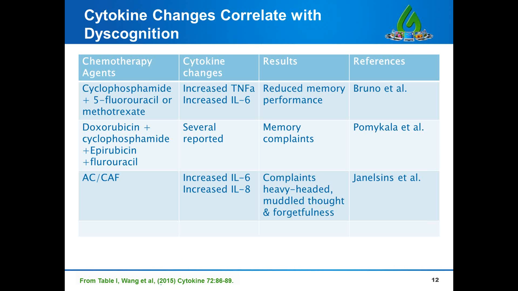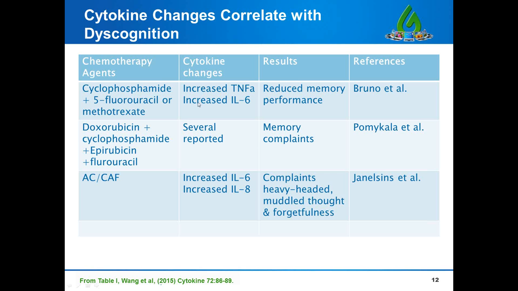This table was derived from the long publication that I mentioned at the beginning of the talk. And as you see here, patients treated with various chemotherapeutic agents are shown to have changes in their different cytokine levels. Different studies have looked at different cytokine changes. So the references are all shown here, and at the end of this presentation, you can see a list of all of the references we used.